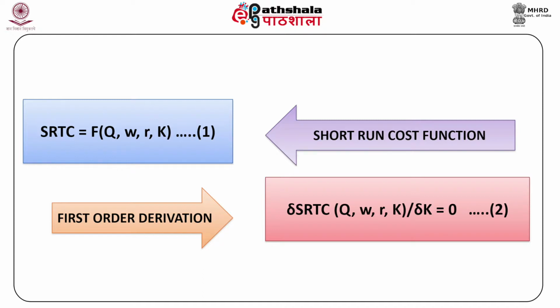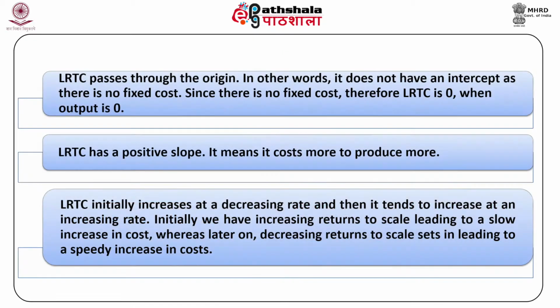The first order condition for this minimization is as follows: delta SRTC in bracket Q, small w, small r, K, upon delta K is equal to 0, equation 2. Together, equations 1 and 2 will generate the long run cost curve. The shape of the LRTC is an inverse S with the following characteristics.